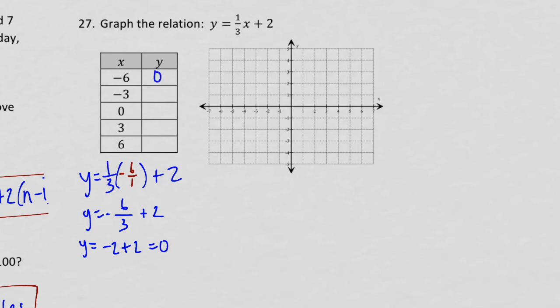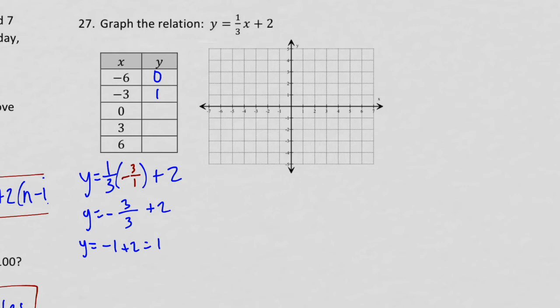Let's do it again for -3. Plug in -3 right there. Again I'm going to do -3 over 1 just like the last one. So it's a fraction, 1/3 times -3 over 1. What I get is 1 times 3 is 3, 3 times 1 is also 3. And it's going to be negative because it's negative times a positive times a negative. So -3 over 3 plus 2. -3/3 is -1 plus 2, which is 1. That gives you 1.